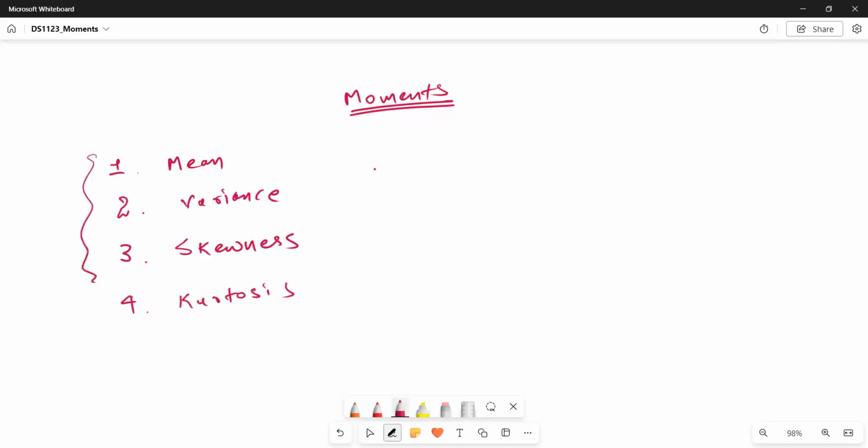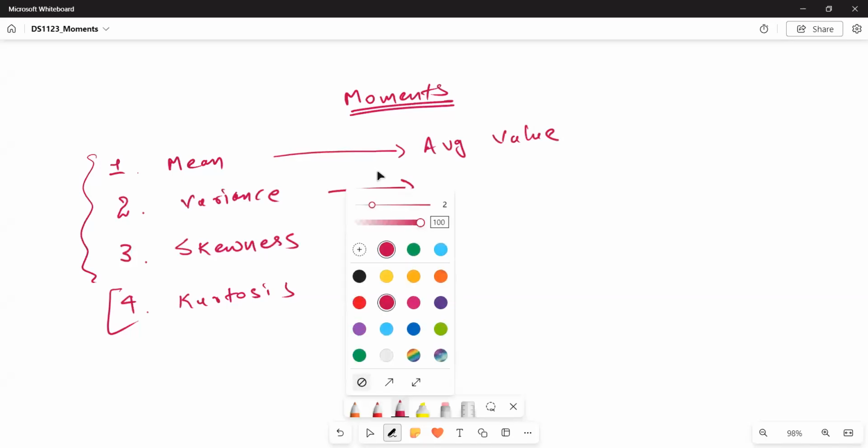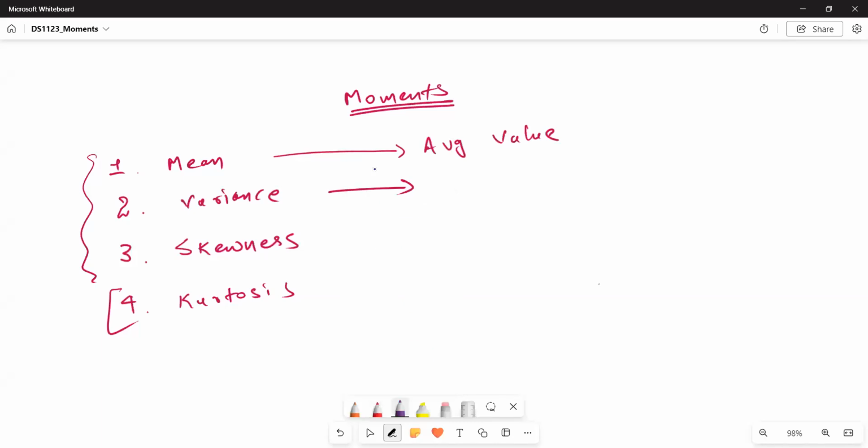So these three are very widely used in the field of machine learning. Although the fourth moment is hardly of any importance, yes, since it exists, we'll discuss the fourth moment as well, right? So just to give you an overview, mean basically represents the average value. In a similar way, the variance basically represents the spread of the data, right? It will tell you how widely your data is spread. This will give you a quantified number for it.